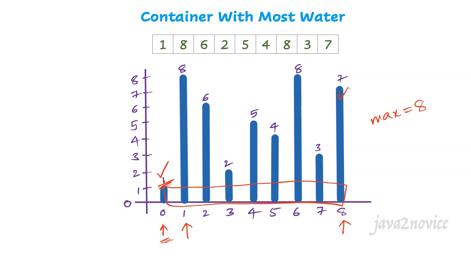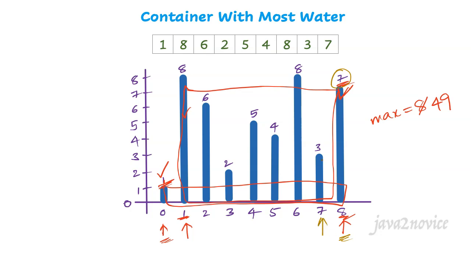Since 7 is the shortest out of these two heights, this is the possible container it can form. Let's calculate the area. 7 is shortest. The width is 8 minus 1, which is 7. 7 multiplied by 7 equal to 49. Since 49 is bigger than 8, update here. Since 7 is the shortest one here, we will move this pointer one position. So the pointer will be here.